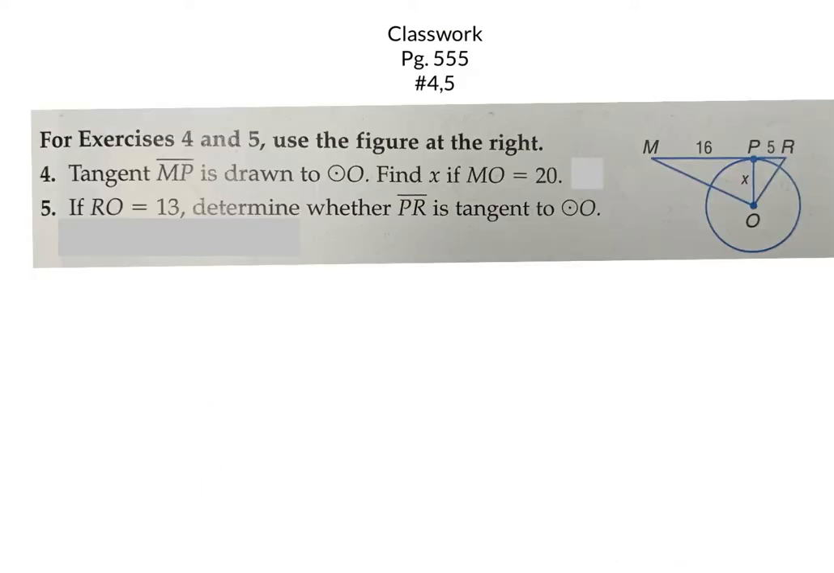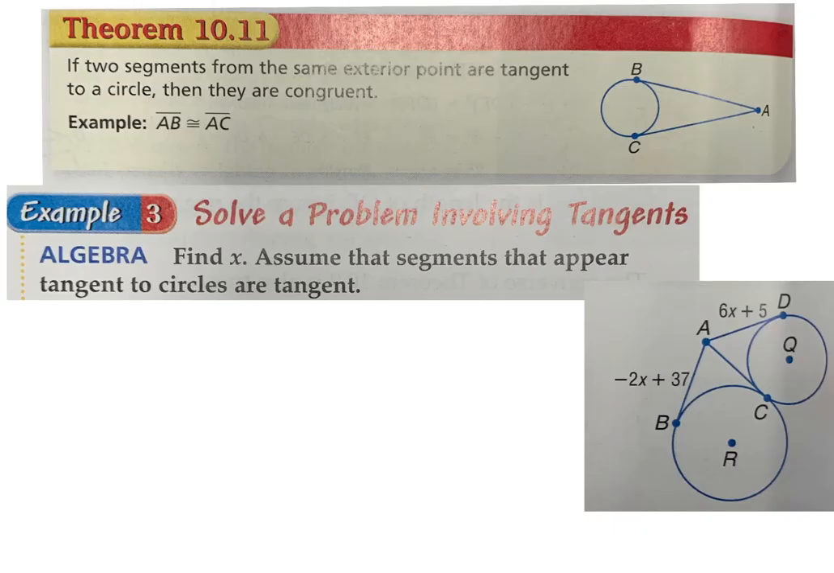Geometry. For the first one, you should have gotten 12. And for the second one, yes. If two segments from the same exterior point are tangent to a circle, then they are congruent. So we start at point A. If AB and AC are both tangent to the circle, then AB is congruent to AC.